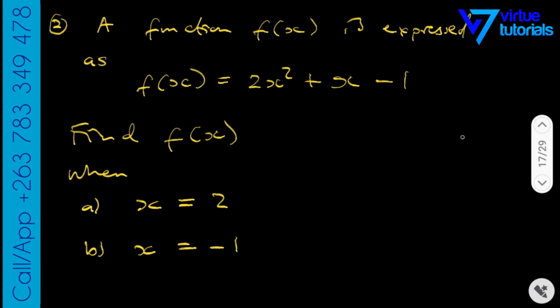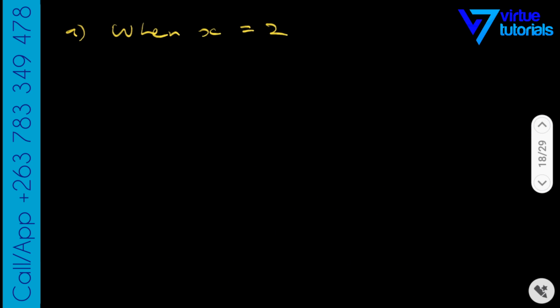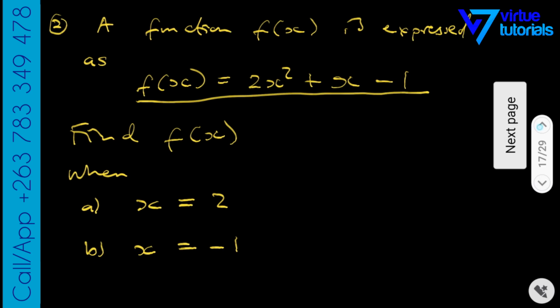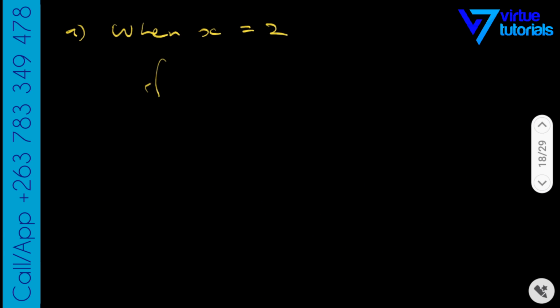Now, a function f of x is expressed as f of x is equal to 2x squared plus x minus 1. Find f of x when x is equal to 2 and when x is equal to minus 1. So the first thing we want to do is find f of x when x is equal to 2. So first of all, let's write this statement here. f of x is equal to 2x squared plus x minus 1.